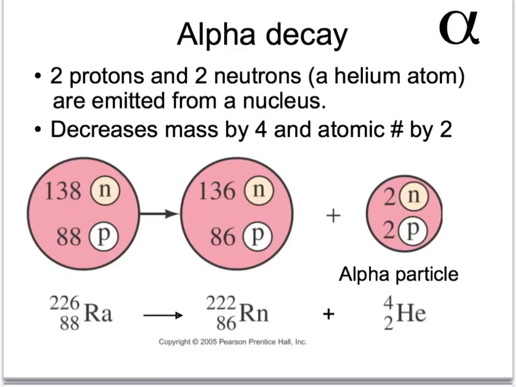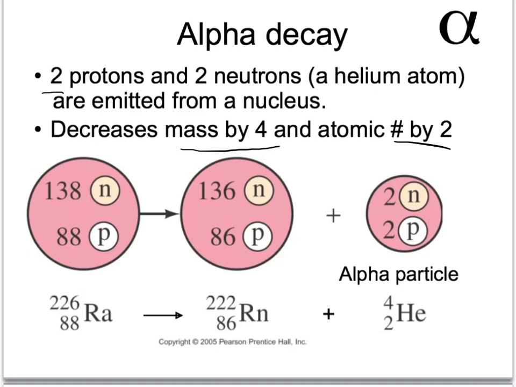The first type of decay is alpha. It contains 2 protons and 2 neutrons, which is just a helium atom. And so basically, if you have this radioactive element, it will give out a helium atom, and it will change to a new element. So if an element loses protons, it's changing to a new element, because remember, the number of protons determines what something is. Alpha decay will decrease mass by 4 and atomic number by 2.